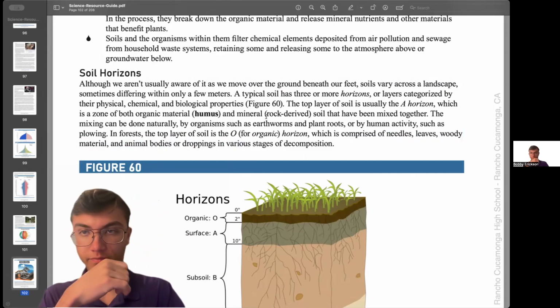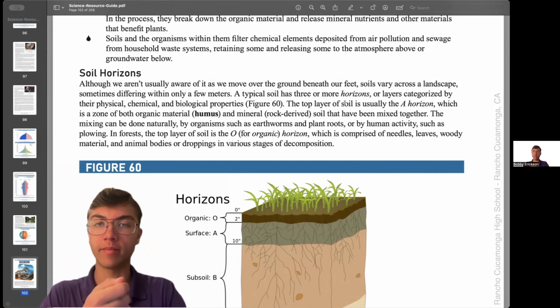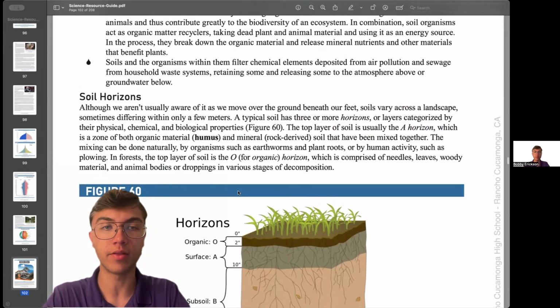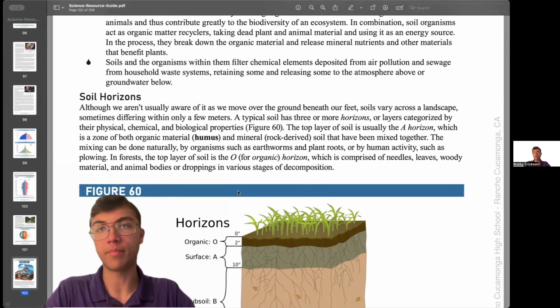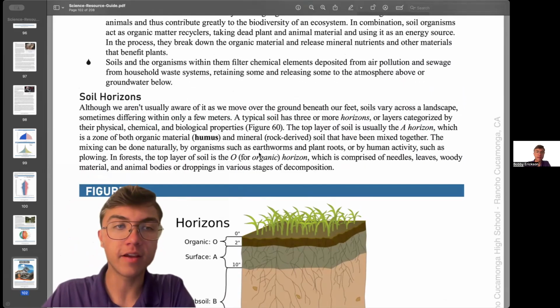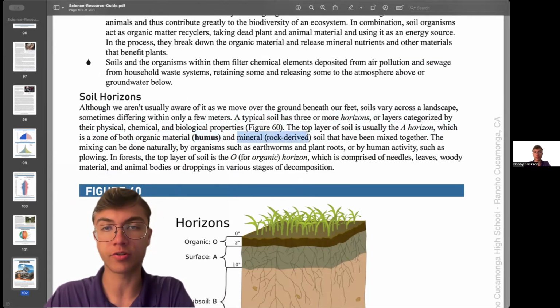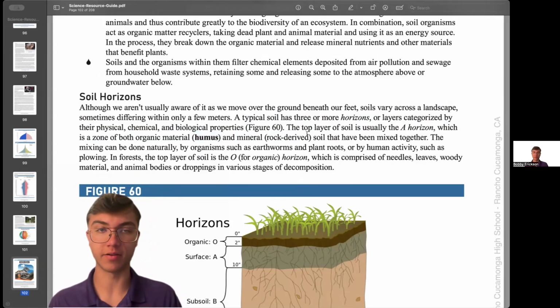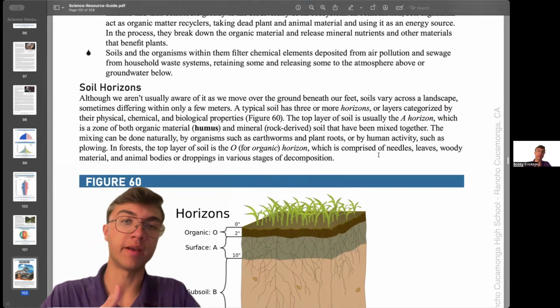Then, in most environments, we have the top layer of soil, which is the A horizon. If the organic layer doesn't exist, it's usually just the A horizon, which is 2 to 10 inches below the surface, unless it's on the top, in which case it would be 0 to 8. Usually, this horizon has organic material, which is known as humus, and mineral, which is rock derived. So a little bit of rocks, a little bit of organic material, humus, and this is usually mixed together.